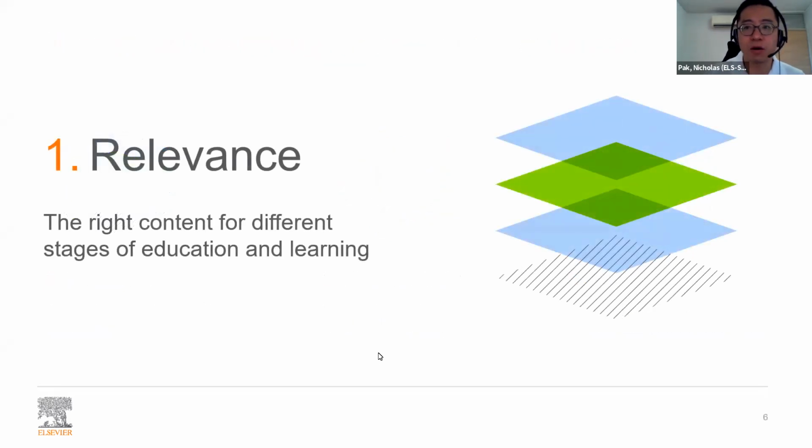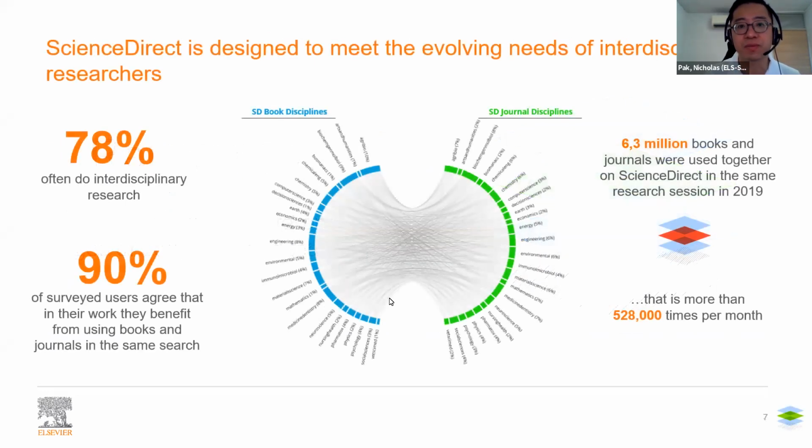Before we go on further, I want to introduce relevance, which is getting the right content for different stages of education and learning. ScienceDirect has been designed to meet the evolving needs of interdisciplinary researchers across books and across journals. You don't really stay in a silo anymore. 78% of research is interdisciplinary, and we observed that about 6.3 million books and journals were used together on ScienceDirect in the same research session in 2019.